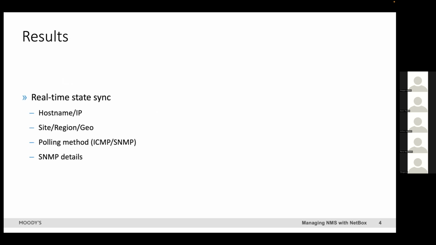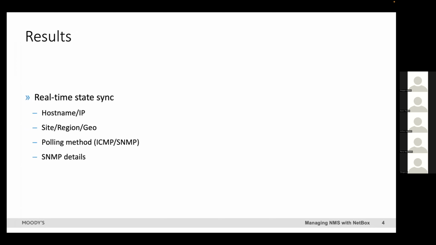And the results, pretty straightforward, pretty boring. Real-time state sync, hostname, IP, any changes there, they get updated. Site, region, and even geolocation, so lat long, that'll show up in our map. I can't demonstrate that in my lab today, but in prod it'll show up on a map based on the lat long in NetBox for the site. Polling method, again, whether it's ICMP or SNMP, and then any SNMP details, all of those can be changed directly in NetBox, and they'll reflect in real time in SolarWinds.